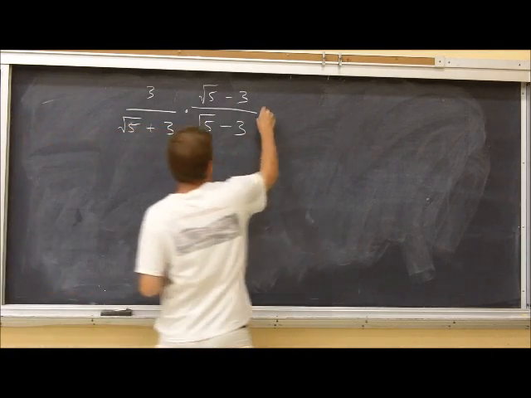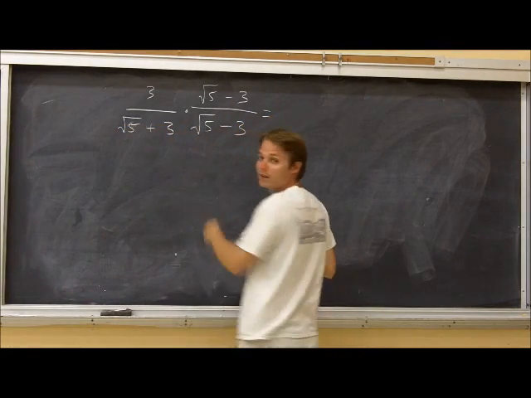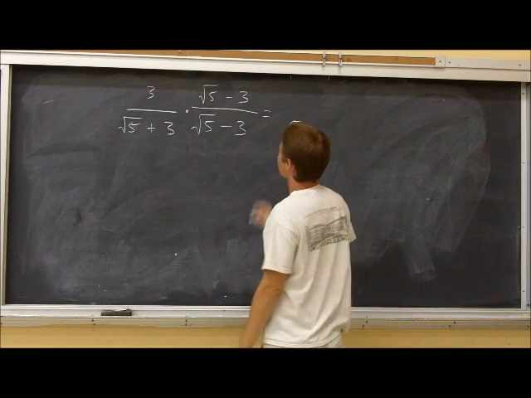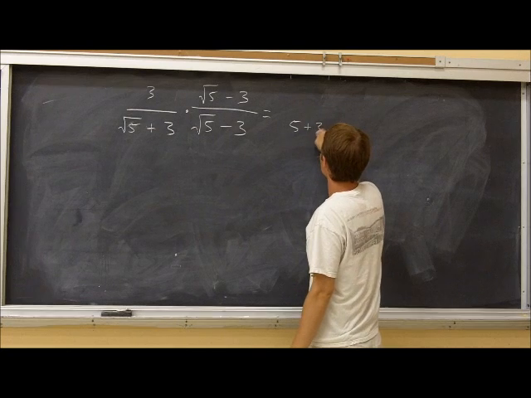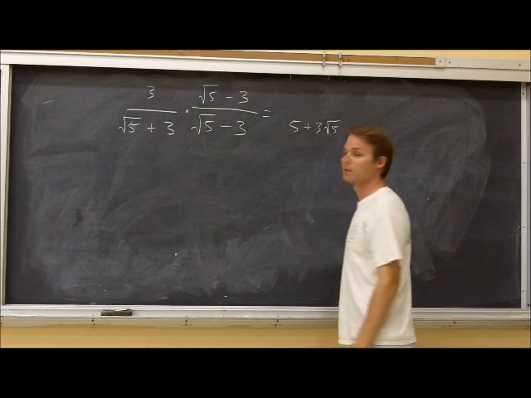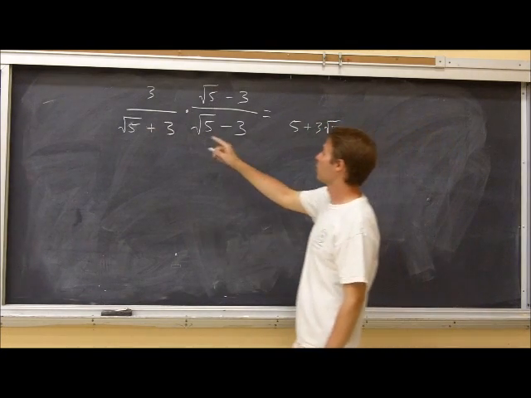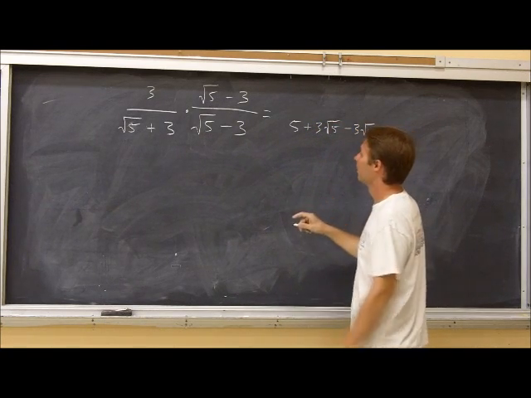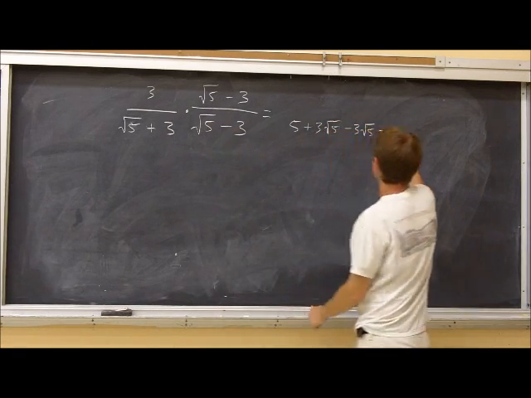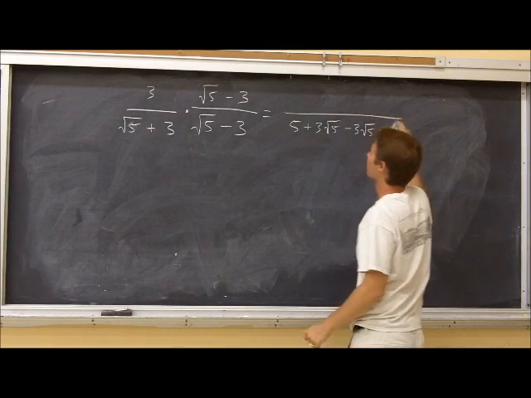Now when I multiply this together, I'll FOIL this. Square root of 5 times square root of 5 is 5. Square root of 5 times 3 will be 3 times the square root of 5. Square root of 5 times negative 3 will be minus 3 times the square root of 5. And then 3 times negative 3 will just be negative 9.